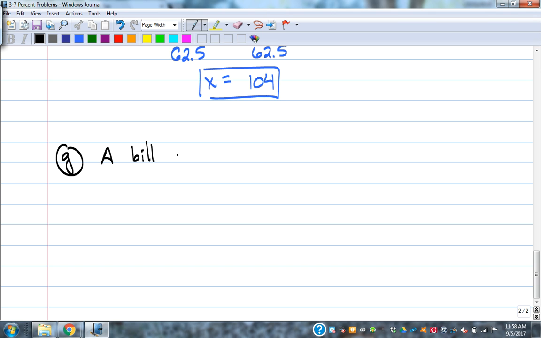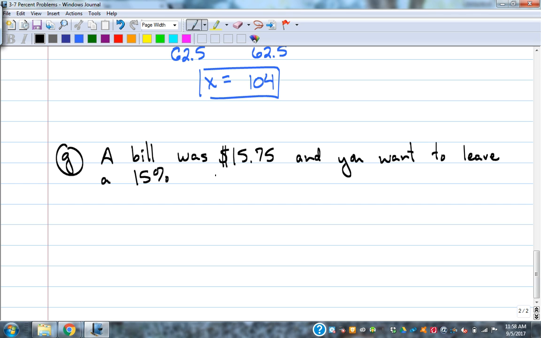A bill was $15.75, and you want to leave a 15% tip. What would your total be? Okay, so let's say you went to a restaurant, you ordered dinner, $15.75. They bring you the bill.